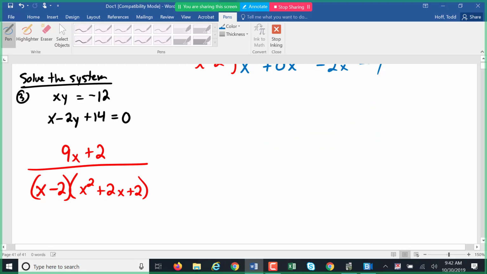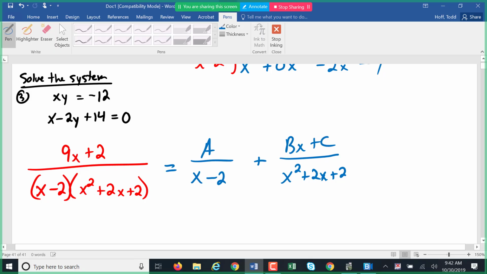So now let's go ahead and write out the form of our decomposition. Remember, the linear term is just a number, a constant over the linear term. So A over x minus 2 plus, for the quadratic term in the denominator, x squared plus 2x plus 2, it has to be a linear numerator. So that's going to be Bx plus C.